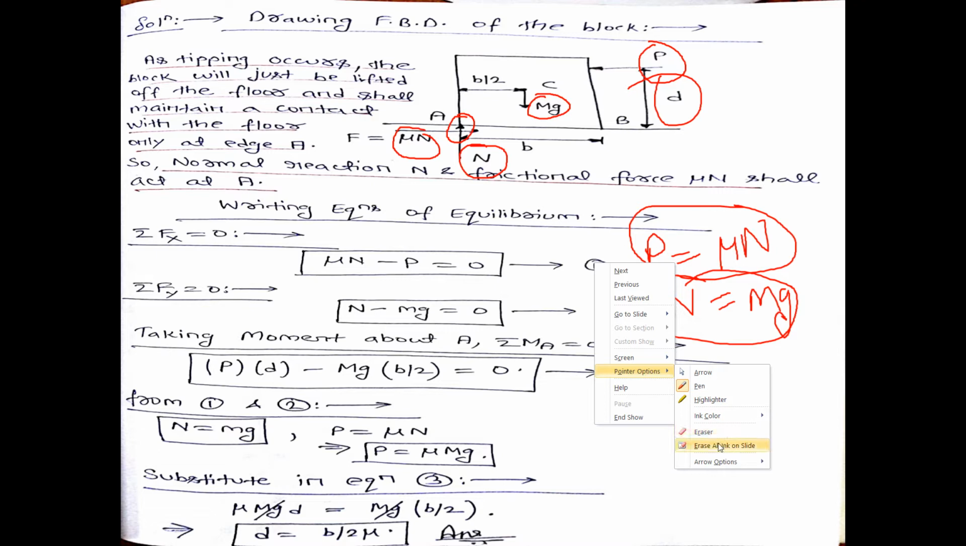Moment is force into perpendicular distance. And remember one thing, whenever you are taking moment from any particular point, whatever forces are acting on that particular point, you will not consider those forces for moment calculation. For example, I am talking that I will take moment about point A.